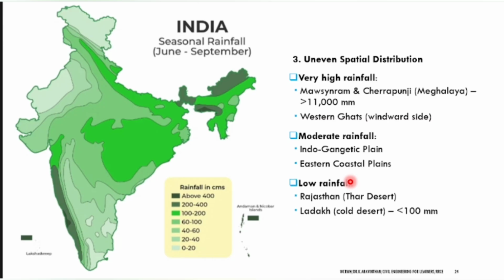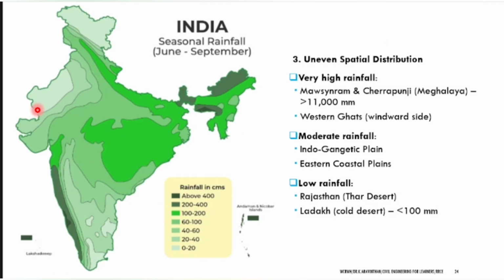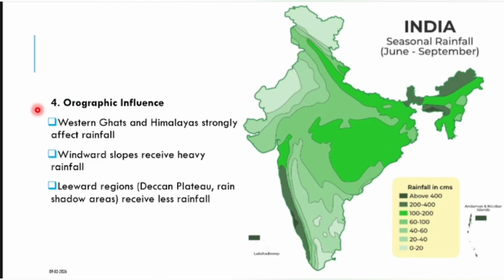Next thing is low rainfall, there in the Thar desert. You can understand from here. This is the Ladakh, Thar desert here. Low rainfall in Ladakh, more than Rajasthan, which is low. We think that Rajasthan is dry, but we have places drier than Rajasthan. Ladakh, this is a cold desert area. Here and here we have very little rainfall. Rainfall has uneven spatial distribution.